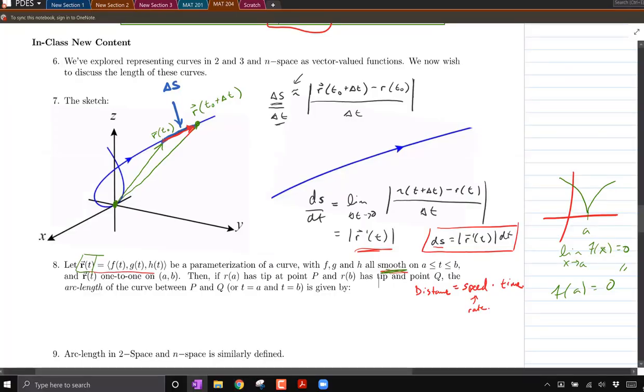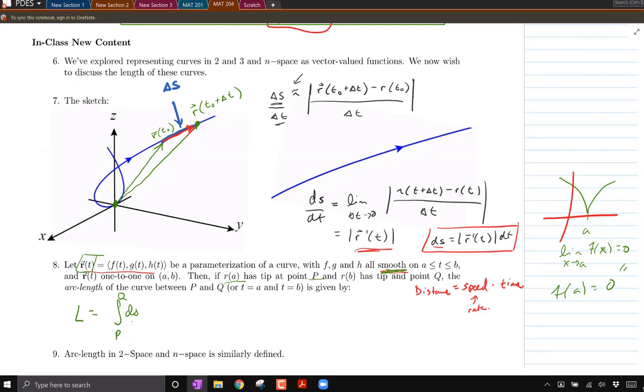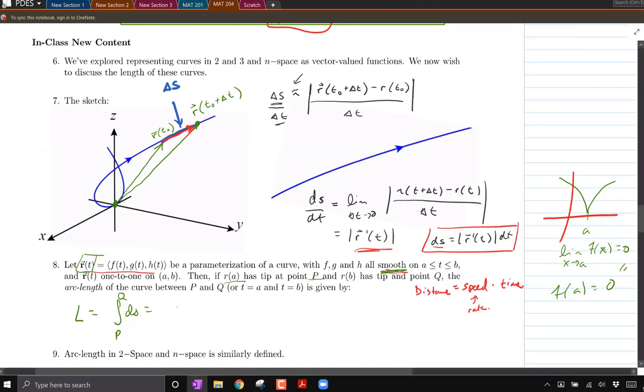Thank you. Okay, so let's suppose that r of a gives us a tip at point P, and r of b gives us a tip at point Q. Then L is going to be the arc length between the points P and Q, so we could say that's the integral between P and Q of just differential s, but although that's a very nice way of writing the arc length, it's not a very useful formula. So that's equal to the integral from t equals a to t equals b of the what?